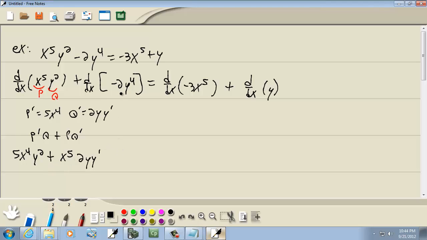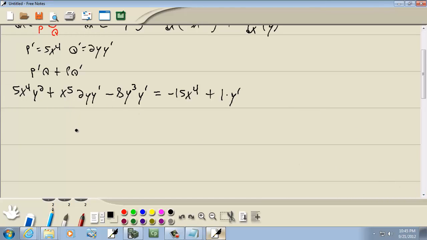Okay. Now the derivative of negative 2y to the 4th is negative 8y to the 3rd. Again, I put my power out in front, lowered it by 1. Since we're taking the derivative with respect to x and it's really y, we have to add on a y prime. Equals the derivative of negative 3x to the 5th, which is negative 15x to the 4th. The derivative of y is 1, but then we have to add on our y prime. Same reason we've been saying over and over.